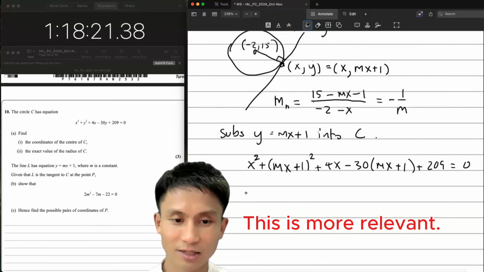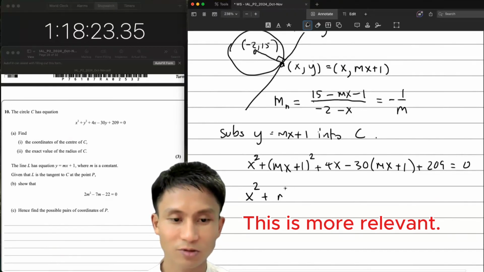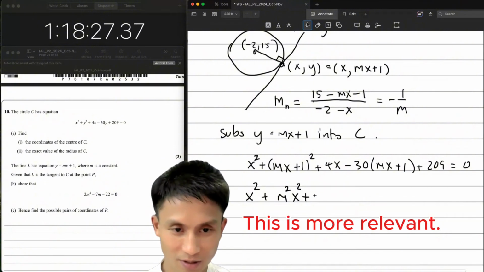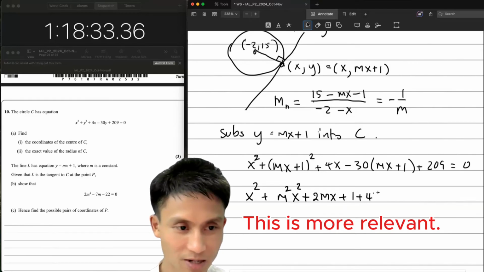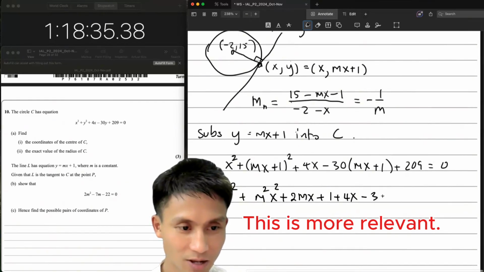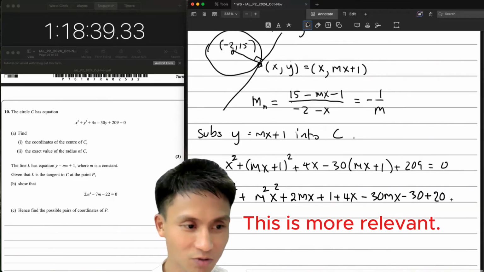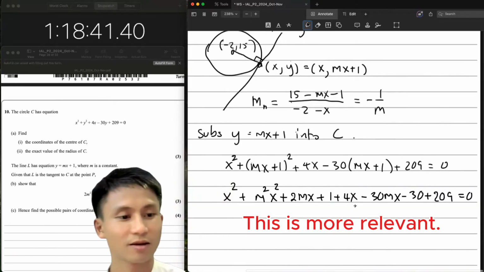I don't like this. X squared plus m squared x squared. I'm just expanding this, plus 2mx. Yeah, 2 times the first times the second. Plus 1 here, expanding all out. I need to hurry up a bit, so I'm just going to cut the explanation for the algebra a little bit.